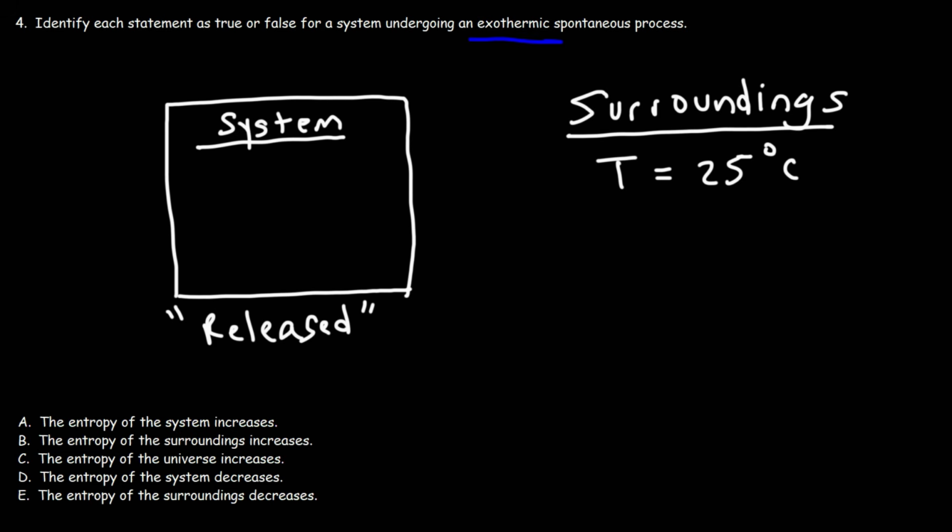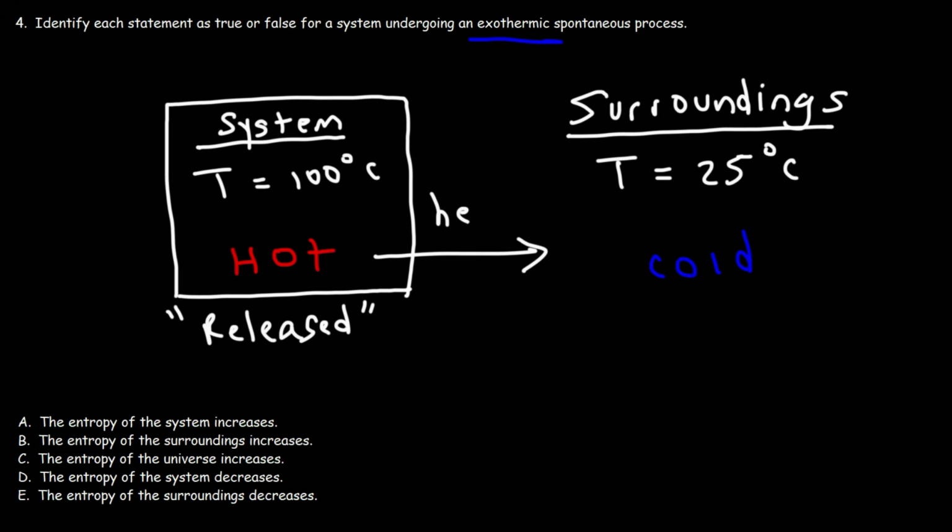If we have an exothermic process, would you say the temperature of the system is greater than or less than 25? In order for the system to release thermal energy, its temperature has to be greater than the temperature of the surroundings. And let's pick a value. Let's say it's 100 degrees Celsius. That means the system is relatively hot compared to the surroundings, and we can say the surroundings is relatively cold. Heat is always going to flow from hot to cold. So heat is leaving the system, going to the surroundings. Because the system is releasing heat energy, we could say that it's exothermic.